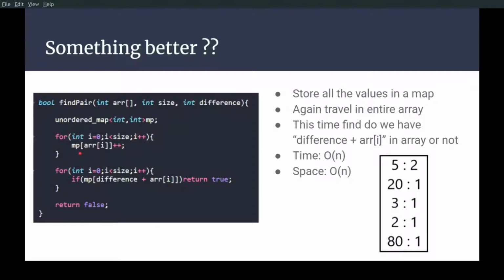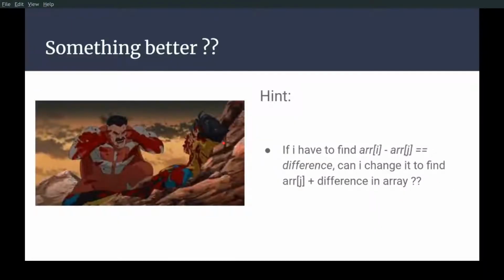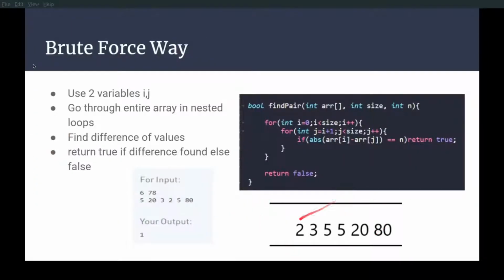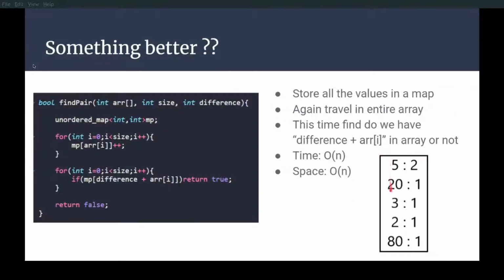We will save all the array of i elements. We will just increment them, denoting how many of such elements we have. After that we will check whether we have an element equal to difference plus arr of i. Let's say this is our array. Corresponding to this array, my hash map will be like this: for 5 we have 2 elements, for 20 we have 1 element, for 3 we have 1 element, for 2 we have 1 element, and at 80 we have 1 element. So we will store it.